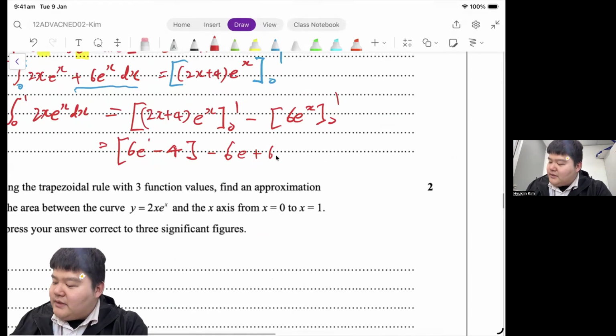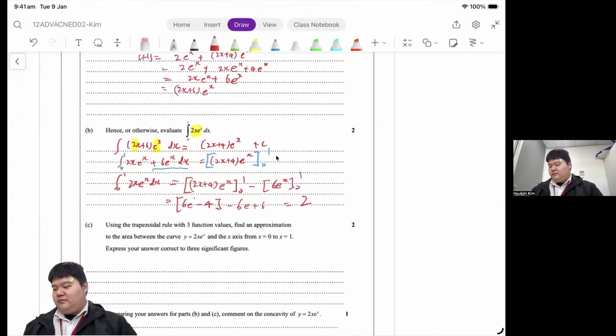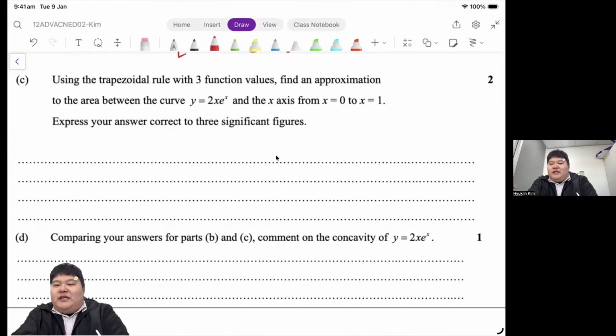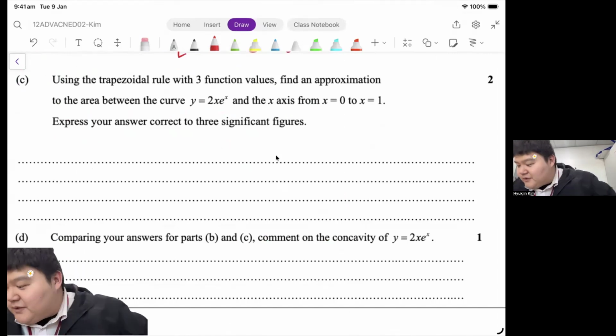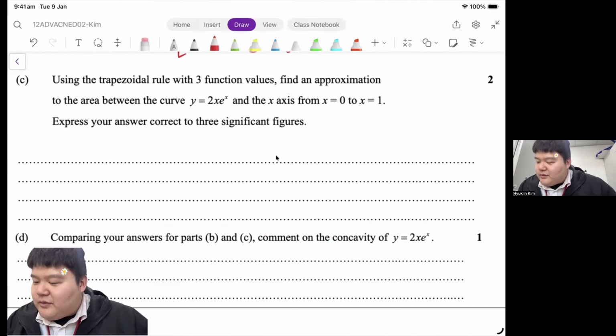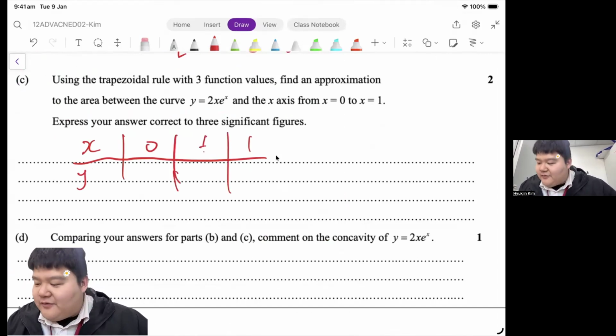So it becomes 2. Yeah, seems all right. Using trapezoidal rule with 3 function values, that means 2 subintervals. That means the difference is that. Find the approximation. Y, 0, 1, and I want 3 function values, so exactly halfway.